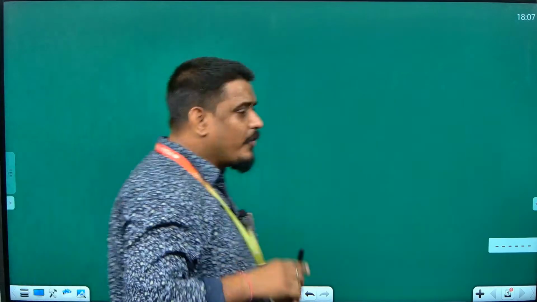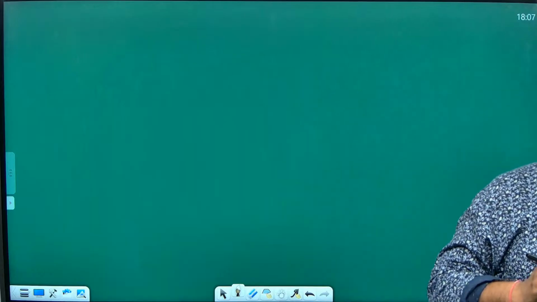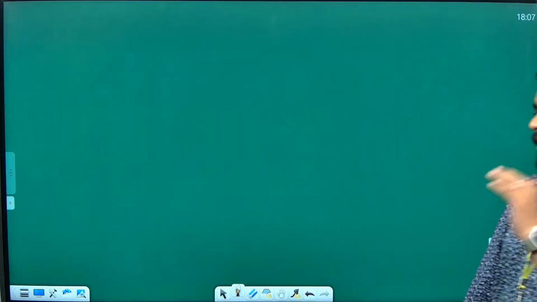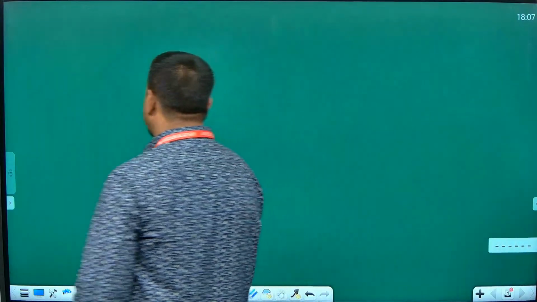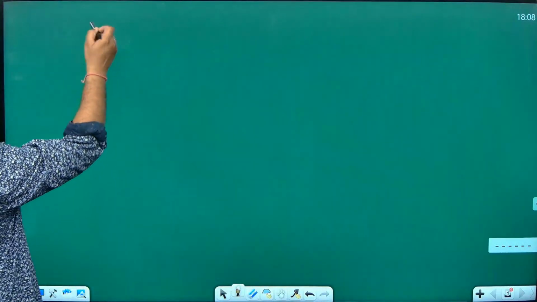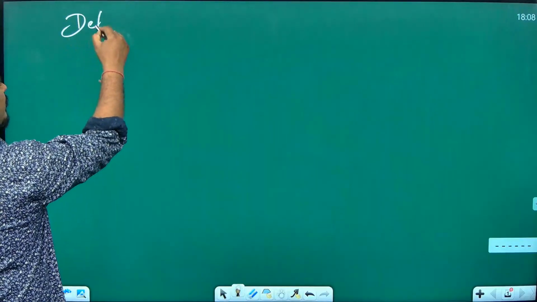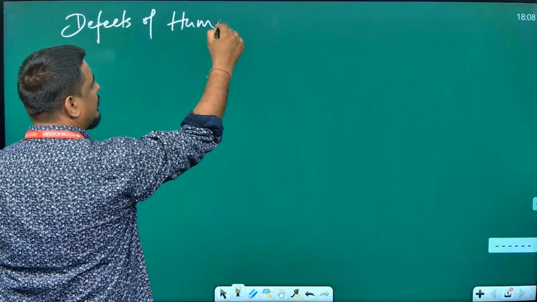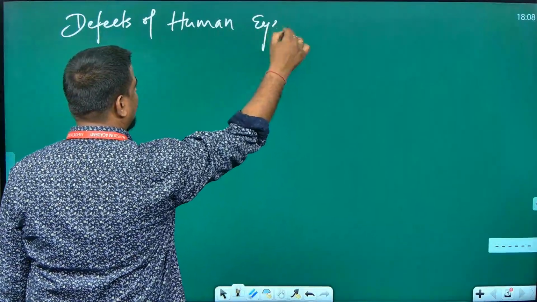Today we are going to talk about defects of the eye, which I already talked about in the previous class. Maybe I did not give the diagrams and everything, but I just gave a brief intro about what is myopia, what is hypermetropia, what is presbyopia, what is astigmatism. I just gave a hint to you. Today we are going to learn in detail. So give the heading in your notebook as defects of human eye.